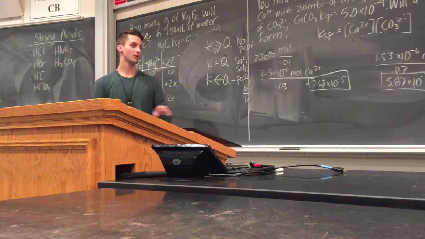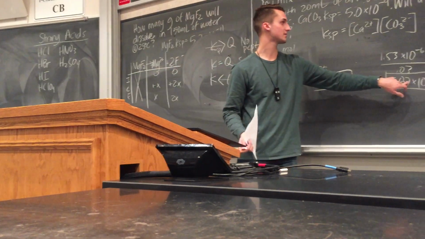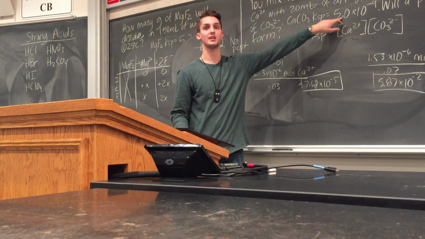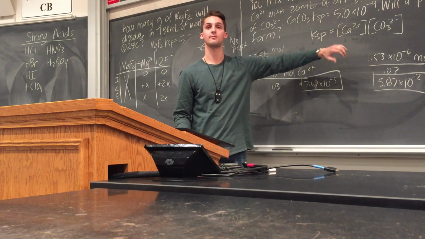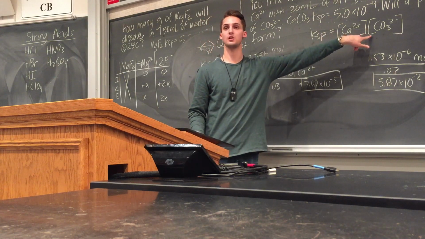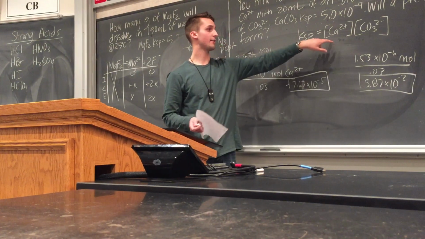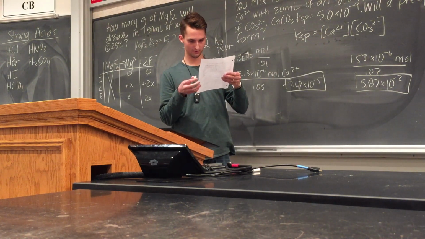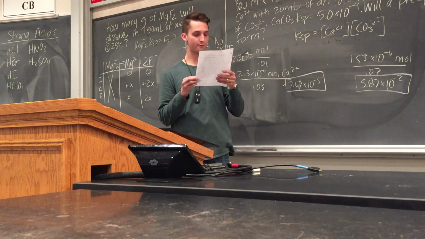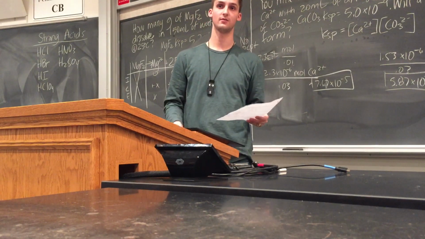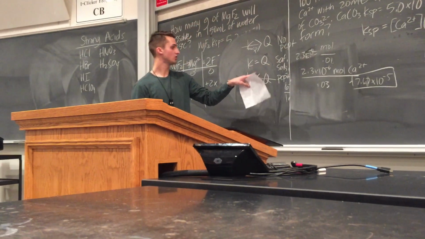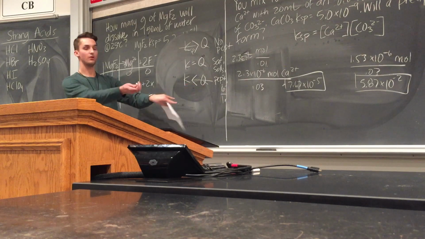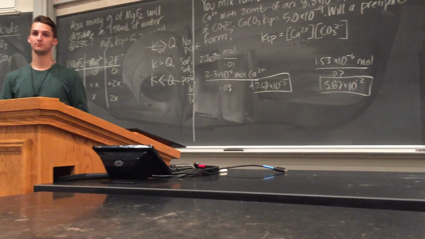So in this case, you're going to multiply this by this, and this is going to be equal to the Q. Okay, because it's not the KSP. I told you what the KSP was, and in this case I'm solving for what the Q is with those concentrations. And when you do that, you should get 4.5 times 10 to the negative 6. Okay? So my Q is greater than my K, so a precipitate would form there.